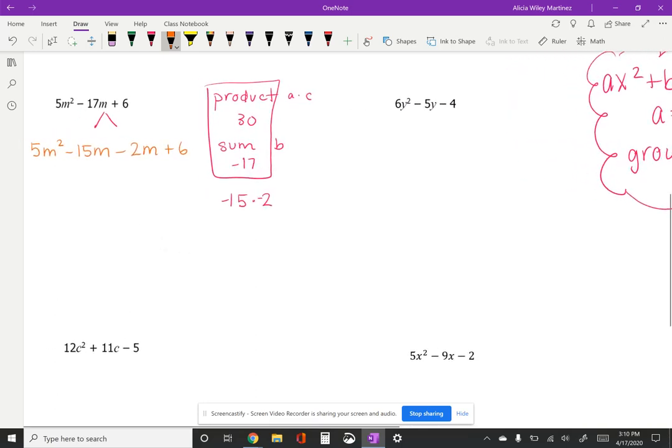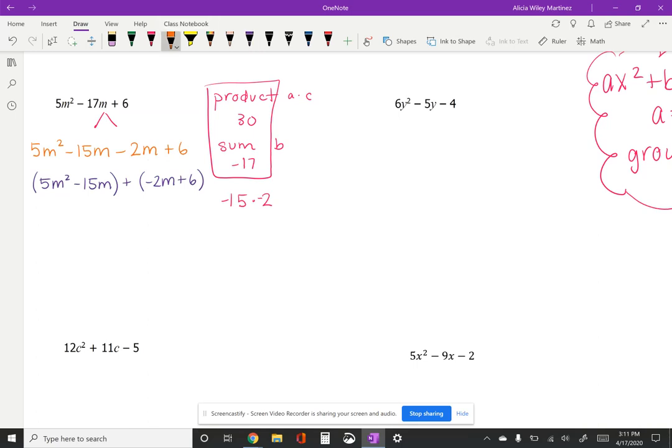Now, it does not matter which order you put these terms in because the order of addition does not matter. You will get the same answer. So if you wrote negative 2m and negative 15m, you'll get the same answer that I do. So if you want to test that out, go for it. Okay, so I'm going to go ahead and group my first two terms together, put a plus sign in between, and group the second two terms together.